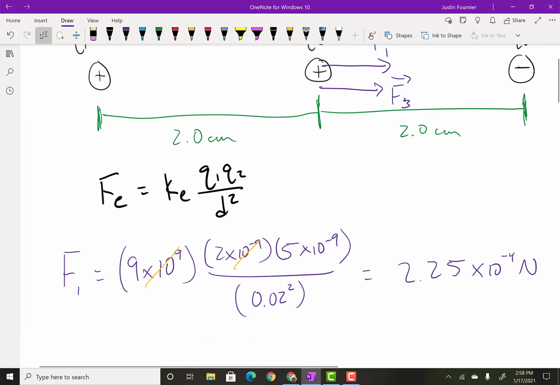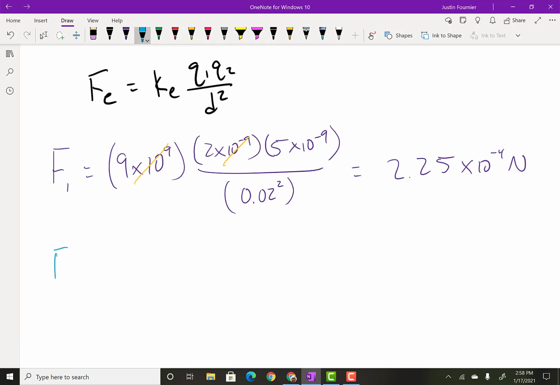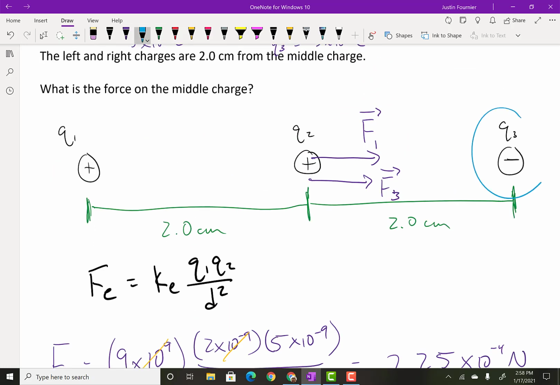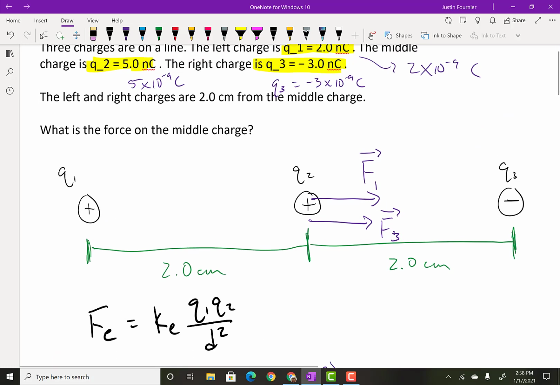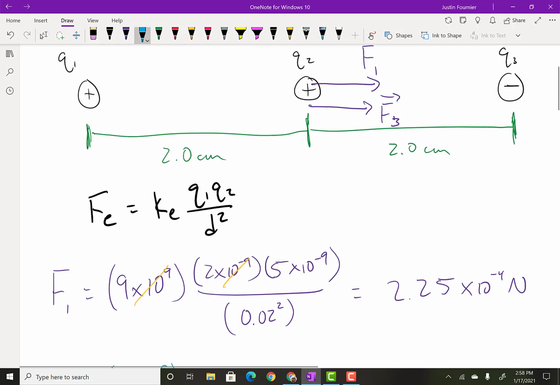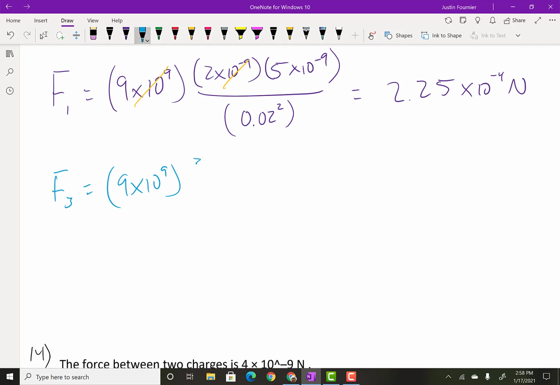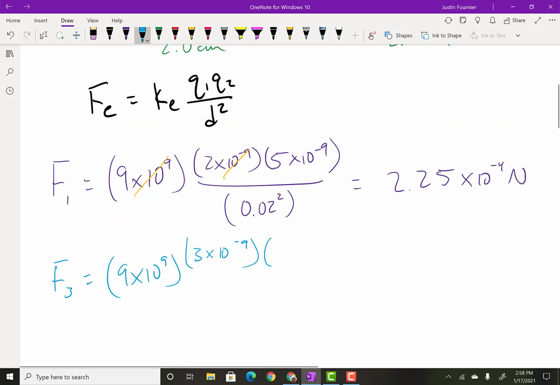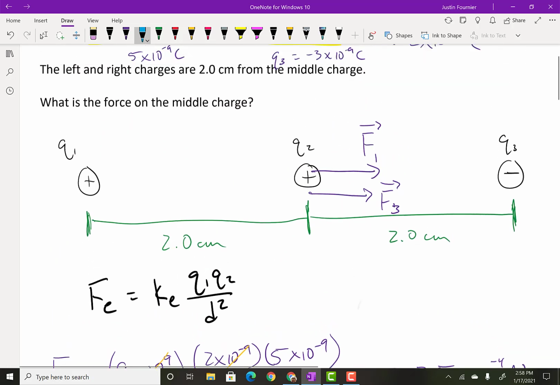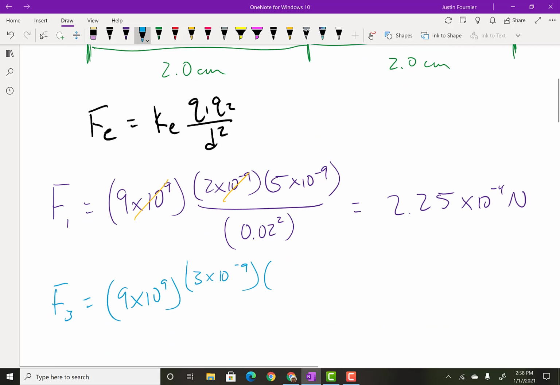And then for F3, it's going to be the same thing. So say F3 is 9 times 10 to the 9, except now Q3 is the other charge. So Q3 is negative 3 times 10 to the negative 9, but when we do this, we only take the magnitude. So it's going to be 3 times 10 to the negative 9, and then the other charge is 5 times 10 to the negative 9, divided by 0.02 again as the distance squared. Let's multiply all this out.